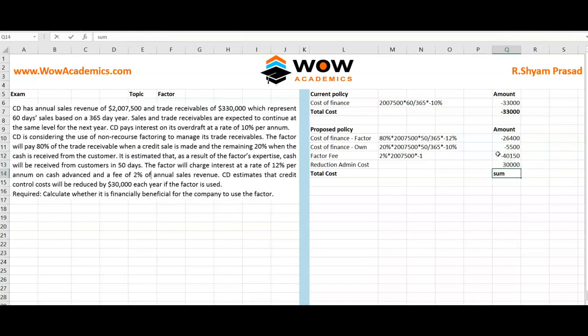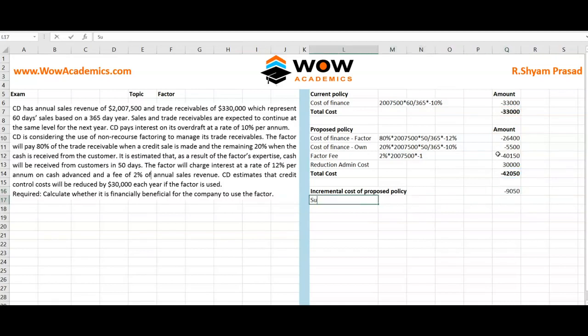So we'll take a sum. So our sum is going to be 40,050. So what happens here? The cost actually goes up. So it's going to be how much? Earlier we had 33,000. Now it's going up by another 9,050.